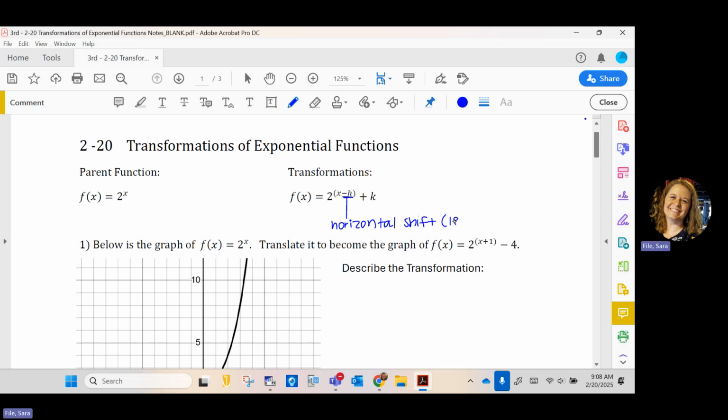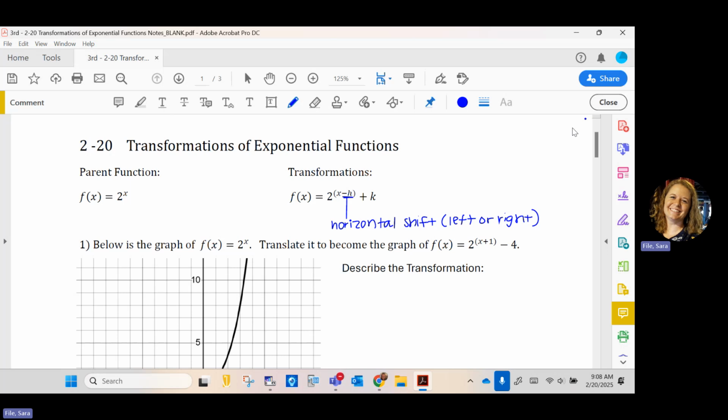Okay, that means left or right. And remember that the minus is in the equation. So x minus h, that means that it's shifting to the right because h is actually positive. If it's x plus h, that means it's minus a negative h is negative, and that's a shift left. Okay, so it's the opposite direction than you would think based on the sign that you see in the equation.